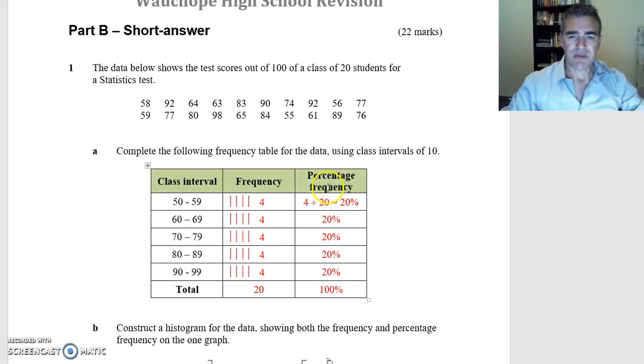Now our percentage frequency is just our frequency divided by our total and changed to a percentage by multiplying by 100 and making sure we put our percent sign. So each of these have the same answer because all of these were the same. So it was a poor example that I did, but you can see the idea here.